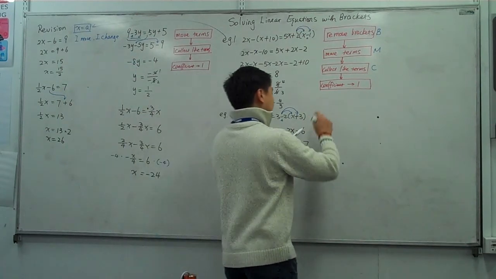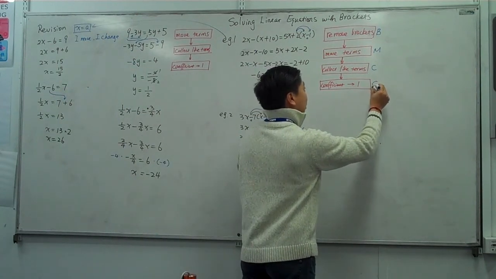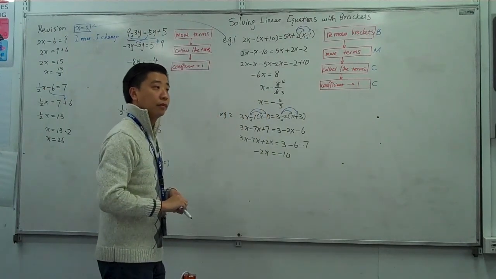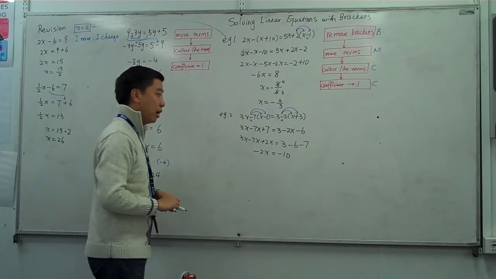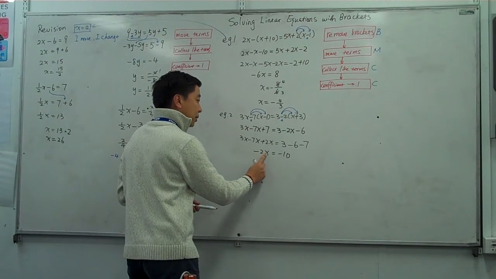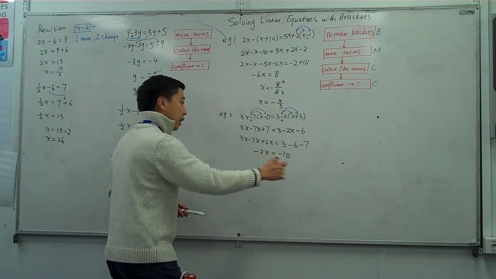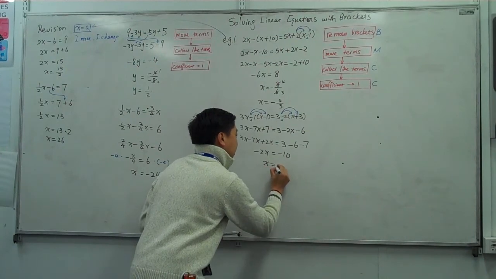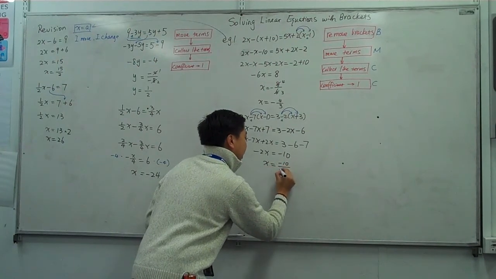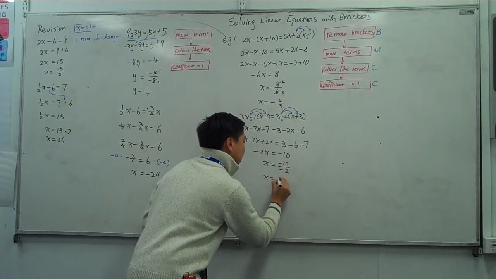Alright, the last step, make the coefficient 1. So, negative 2 times x, I have to divide by negative 2 on both sides. So x equals negative 10 divided by negative 2. So your answer is 5.